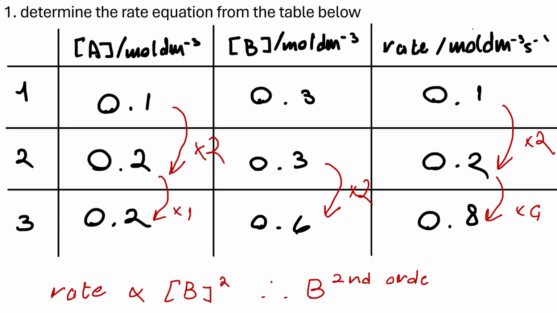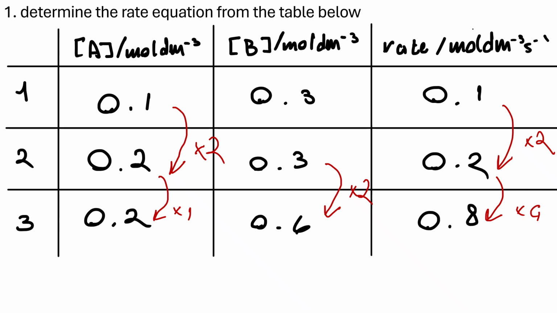Now that we have the individual orders of the reactants, we can write the rate equation. Rate is equal to k, A to the 1, you don't really have to write this one, B squared.